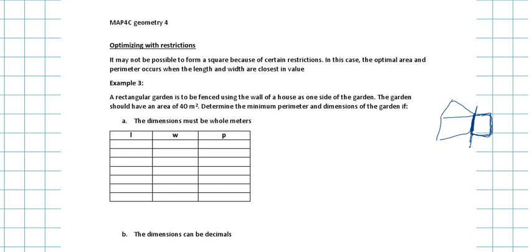It's already there. You don't fence it. It's a waste of money if you do. So you're only fencing 3. So when this happens, it can't form a square. The square will not give me my optimal values. Okay? So let's look at some examples.